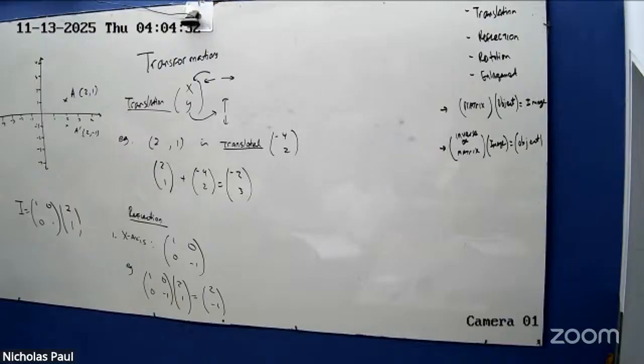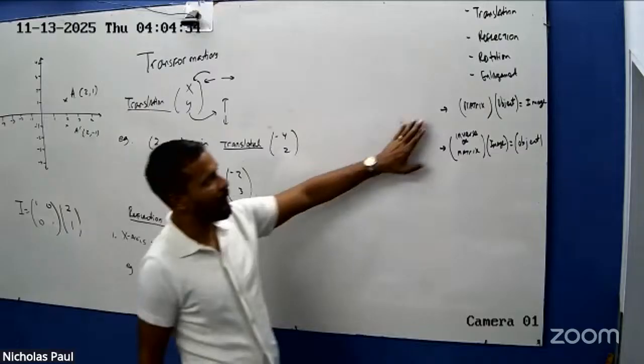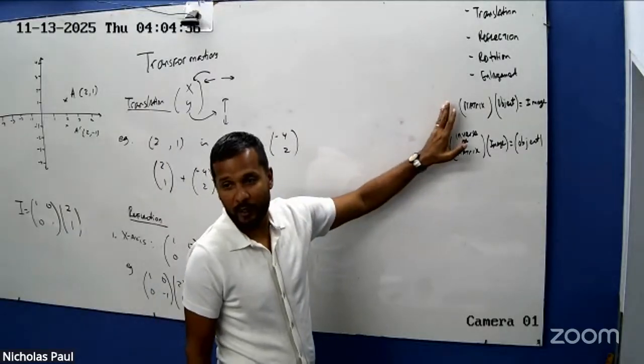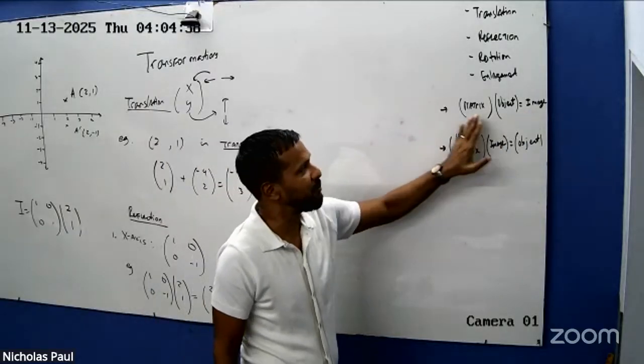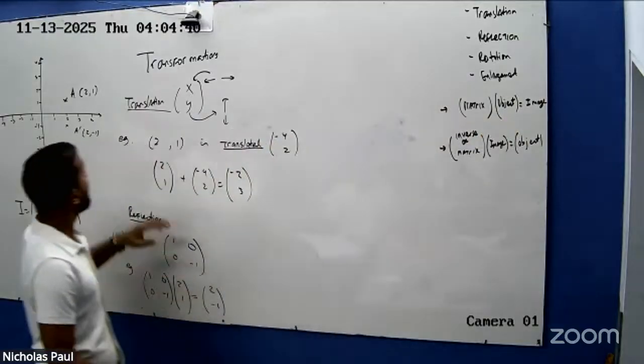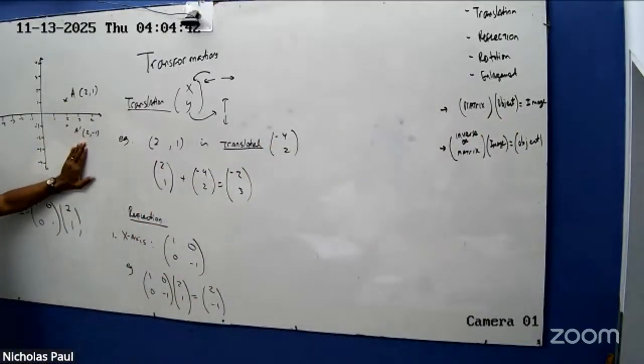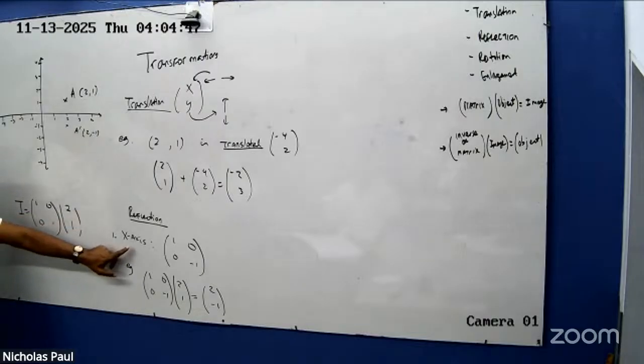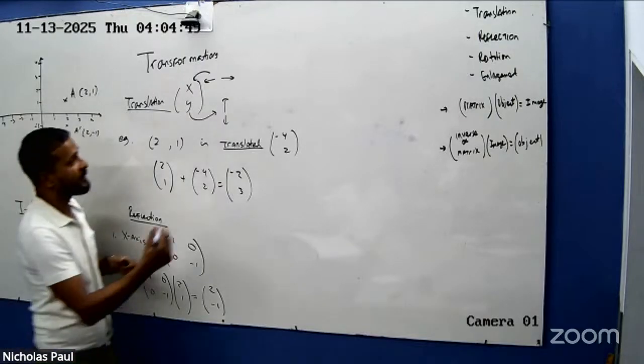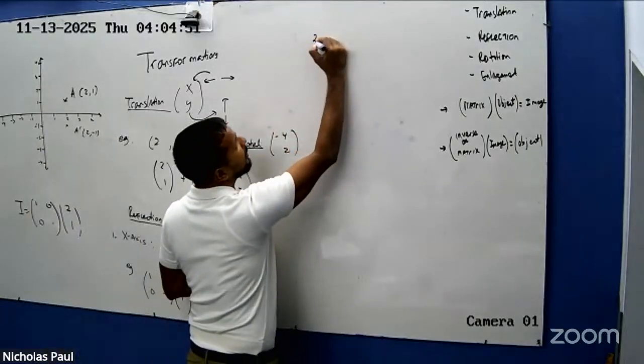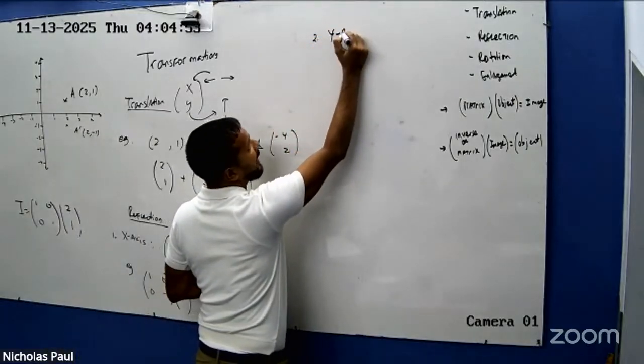All right. So this is important when we're doing the past papers. You need to remember how to get the image: matrix by the object. Remember, this is the object, this is the image. Everybody okay with that? Next one, number one is reflection in the x-axis. Number two is reflection in the y-axis.